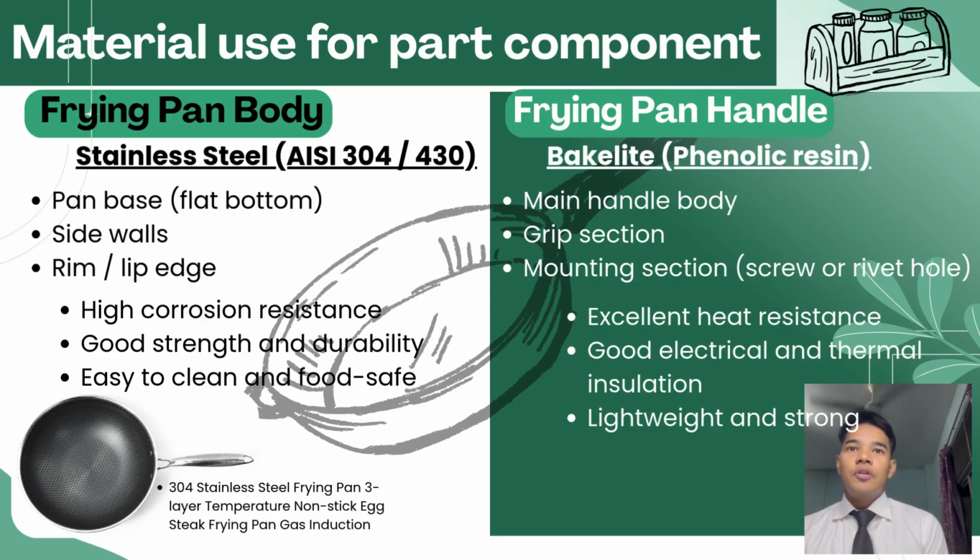For the frying pan handle, we use a bakelite phenolic design for the main handle body, and we have a grip section. Also, for the mounting section we use a screw and rivet hole. We use this material because it has excellent heat resistance, good electrical and thermal insulation, and is very lightweight and strong. At this point, we can see this frying pan is very safe to use and does not harm the user. On my left side, you can see an example of a 304 stainless steel frying pan that is sold on the market.